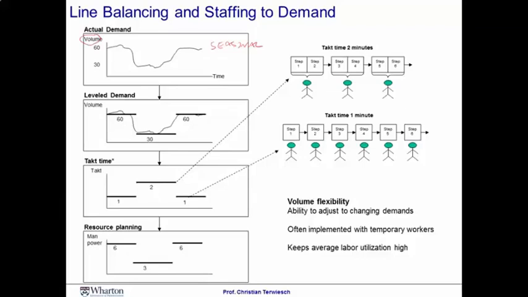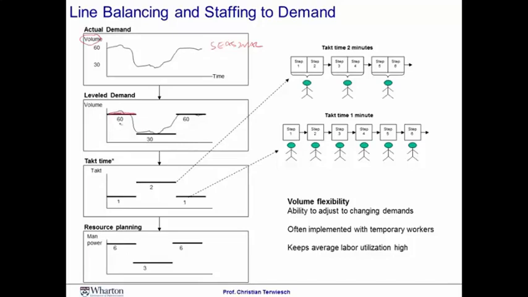The first thing that you do is you level the demand. You want to avoid changing your takt time or your staffing level minute by minute, and so you come up with the level demand where you hold the demand for an hour as fixed. This is arguably an imperfect approximation, but better and more practical than changing your staffing level every minute.